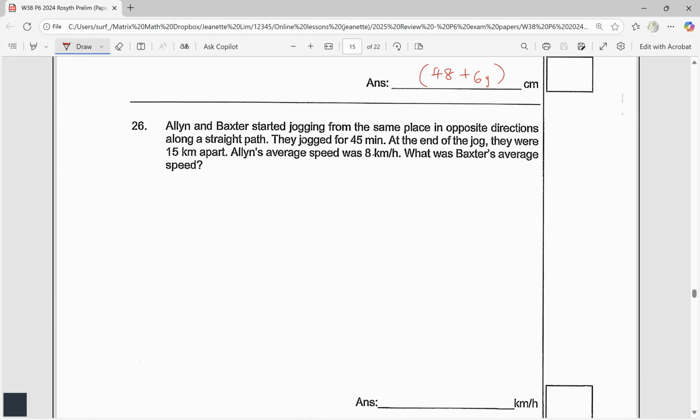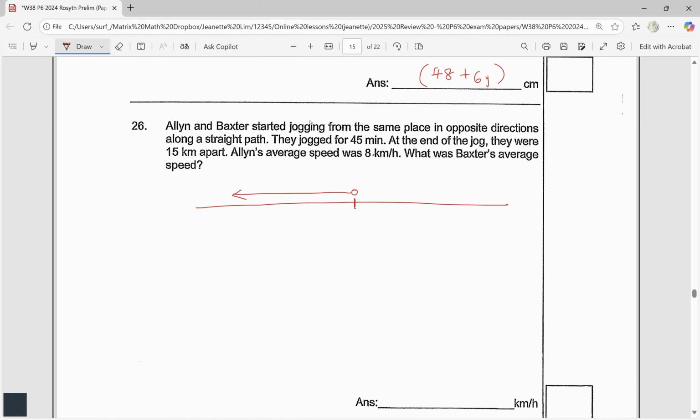Question 26. Ellen and Baxter started jogging from the same place in opposite directions along a straight path. So this is a straight path. They started from the same place but in opposite directions, which means that one goes to the left, one goes to the right. They jogged for 45 minutes. At the end of the jog, they were 15 km apart.